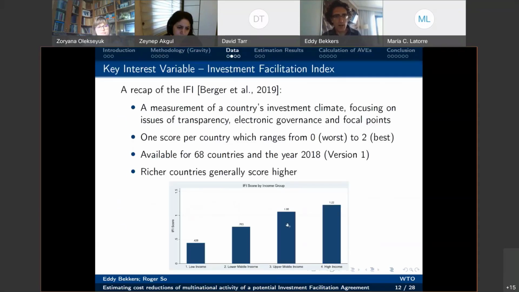Okay, so then we can actually come to the data. So the IFI, I don't have to say much about this. I think Zoriana told all the details, ranging from 0 to 2. We work with version 1 for 68 countries, and there we see that low-income countries start at a lower initial level, which is going to be relevant for later when we calculate the ad valorem equivalence of a scenario of a change in the IFI.